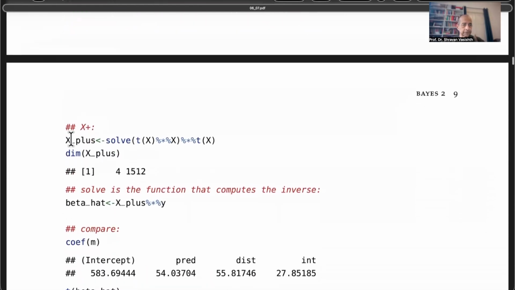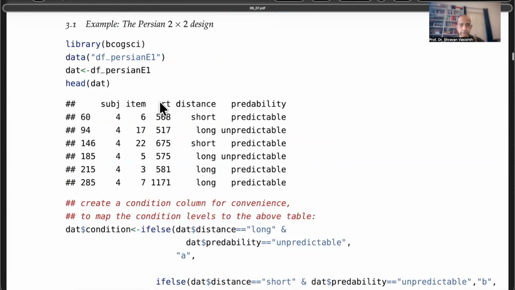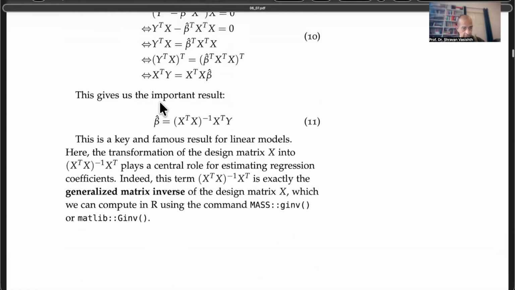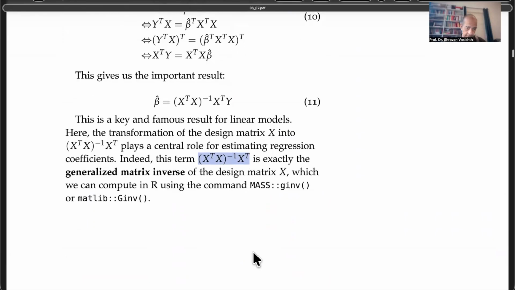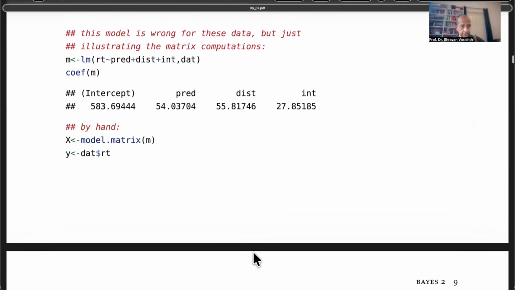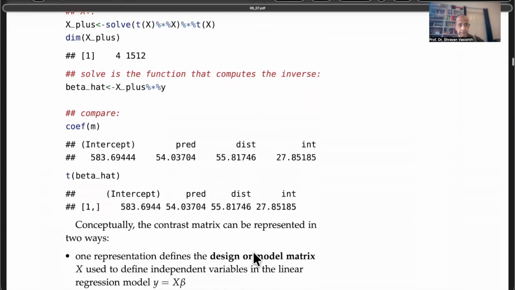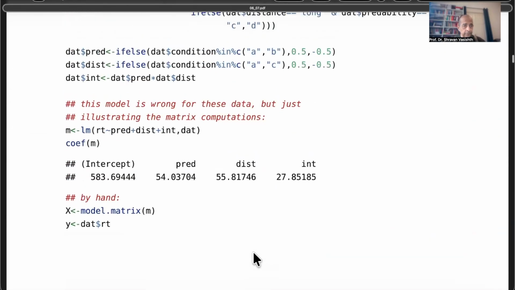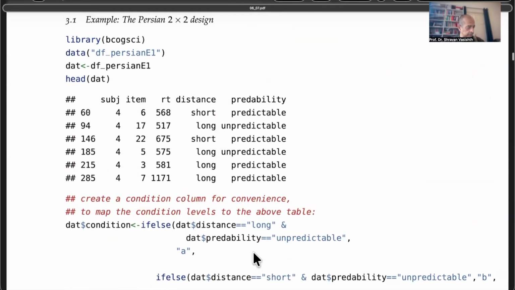Now I'm going to compute that X plus. What is X plus? Remember? Maybe I didn't actually write this down. I should have written this down. I'm sorry about that. But this generalized matrix inverse is referred to in statistics as the X plus matrix. It's a pity I didn't really explain that in the notes, but I hope this is clear. I will fix this in the notes. I need to write it down.